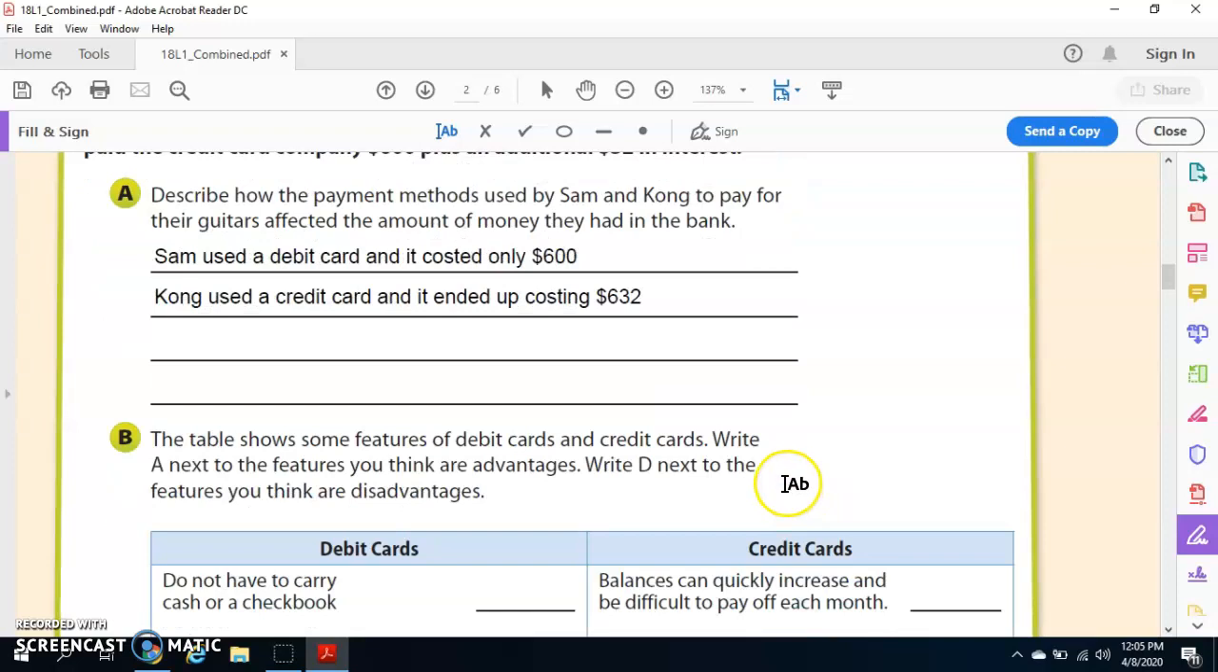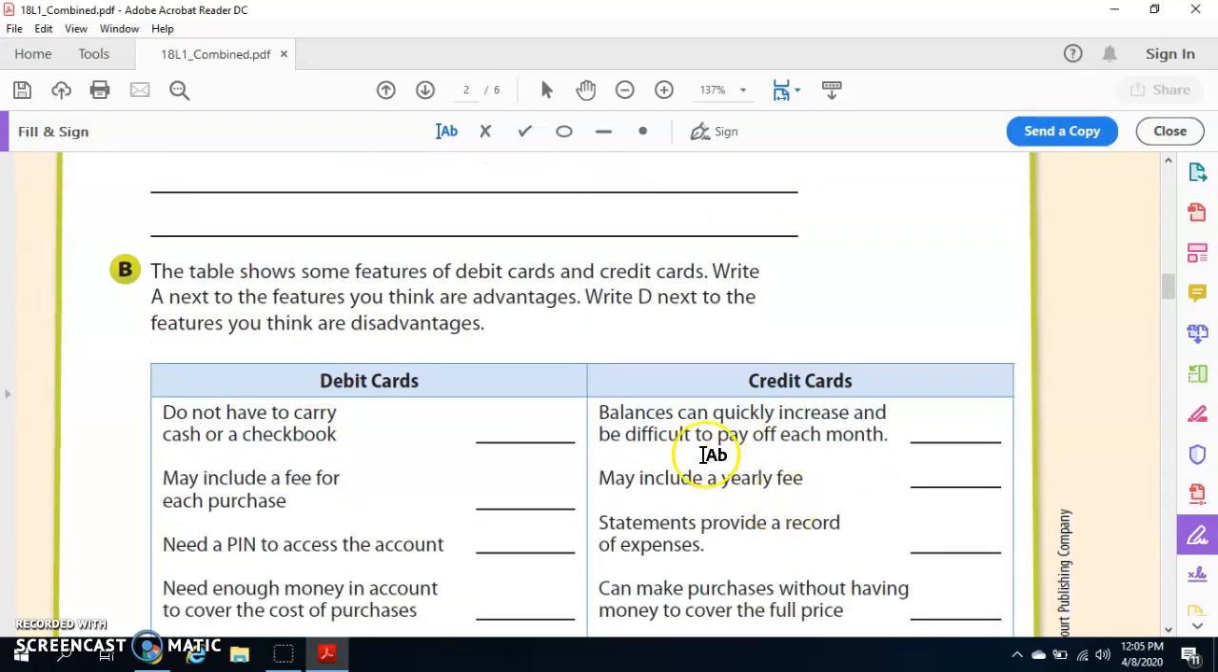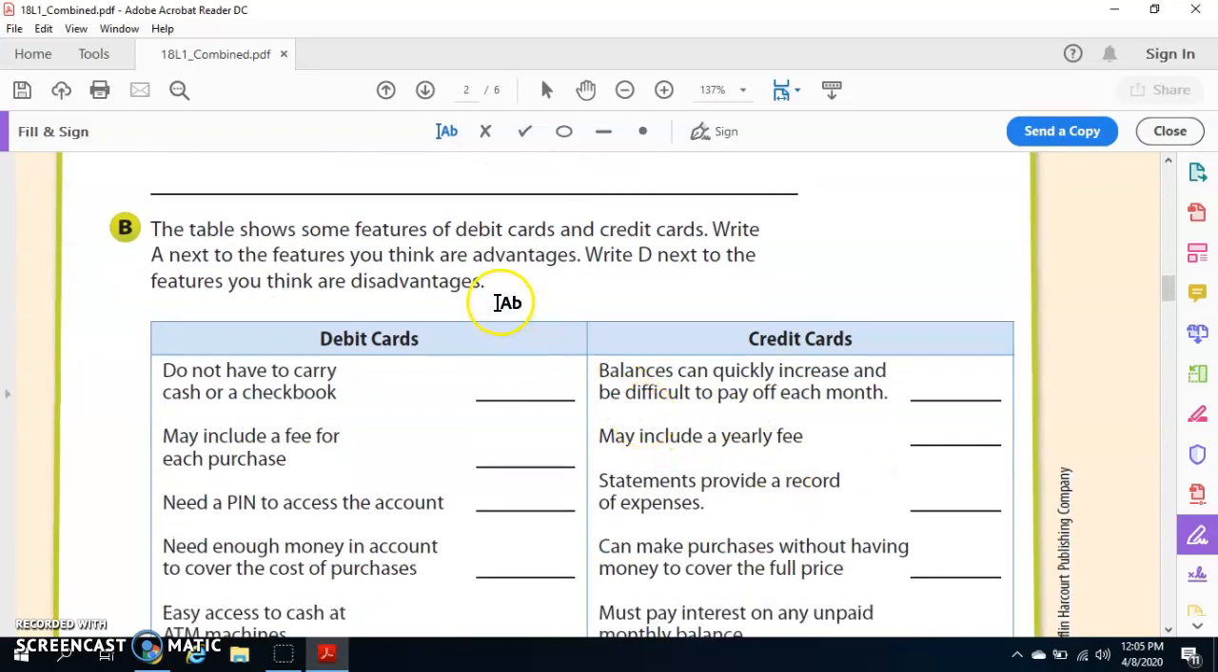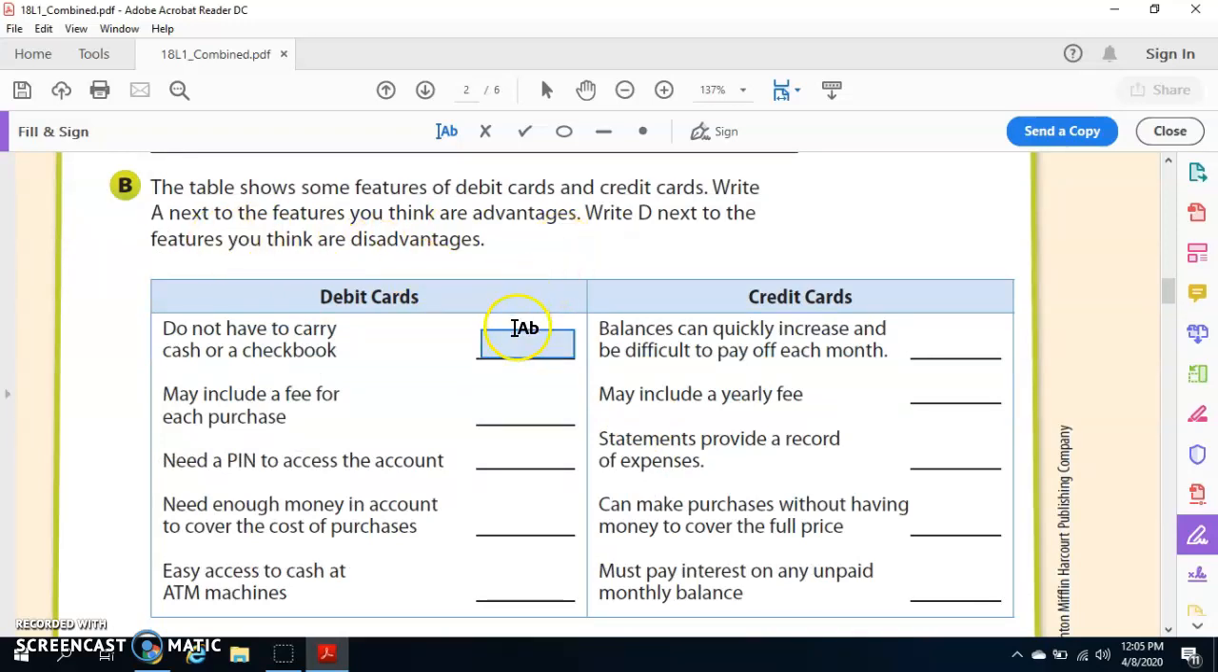All right? So now we're going to go down here and we're going to decide which ones are better, like an advantage, or which one is a disadvantage. Do not have to carry a cash or a checkbook. Some people would honestly say that's an advantage because a lot of people don't like to carry a lot of cash. Okay? I don't like to carry a checkbook.